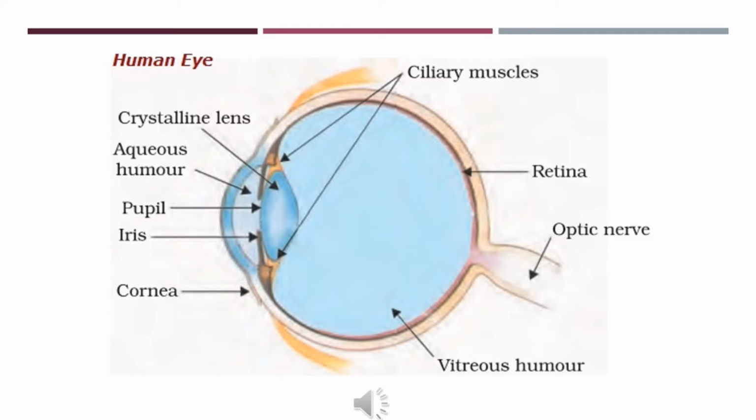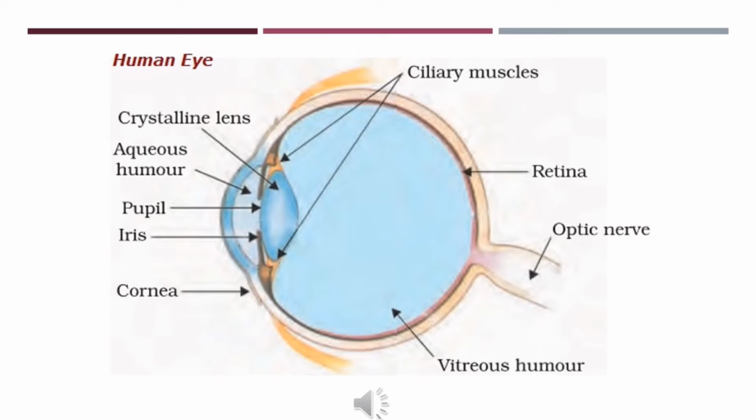So coming to the cornea, all the refraction of the light rays that enter into our eyes occurs at the outer surface of the cornea, which can be seen in the figure that is given here.